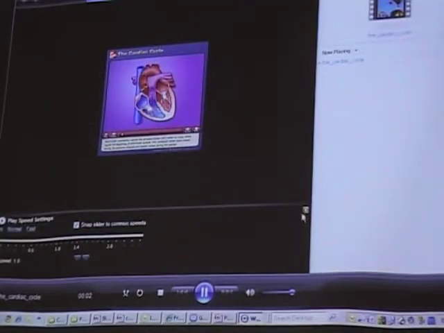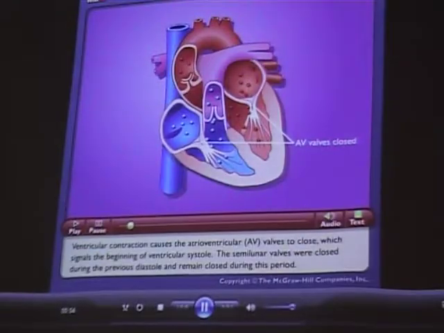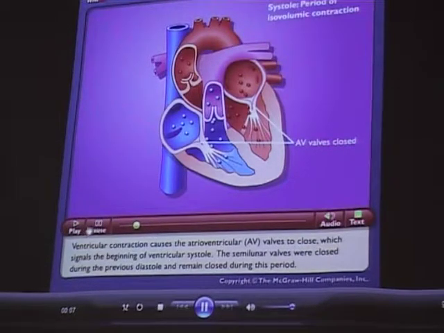Ventricular contraction causes the atrioventricular valves to close, which signals the beginning of ventricular systole.